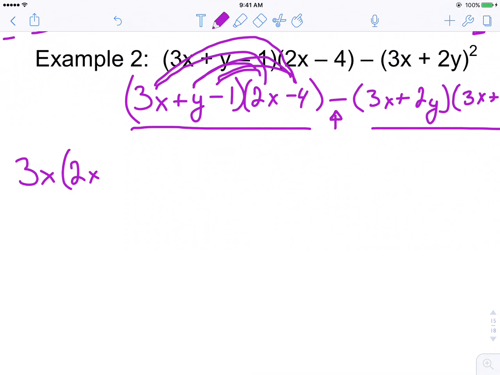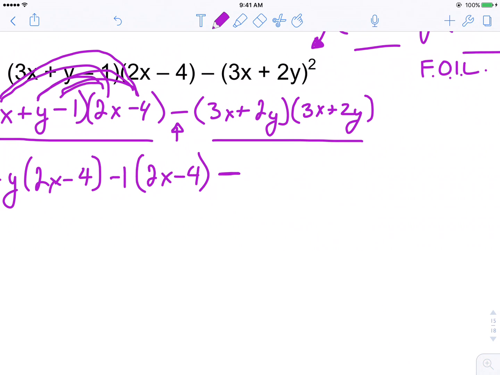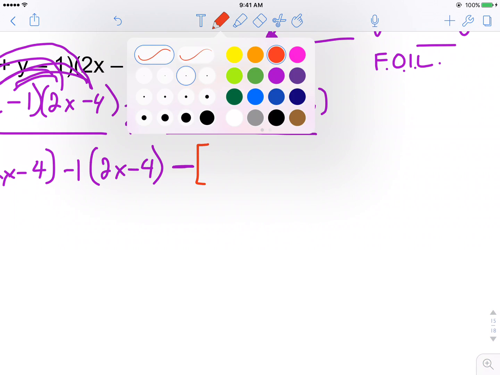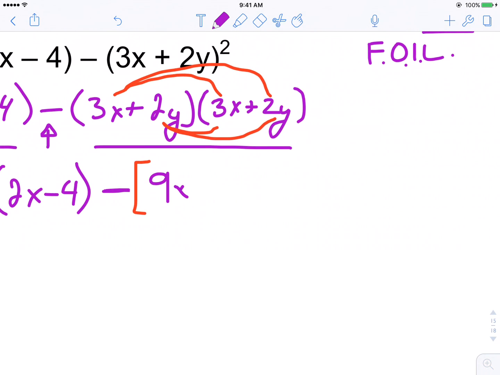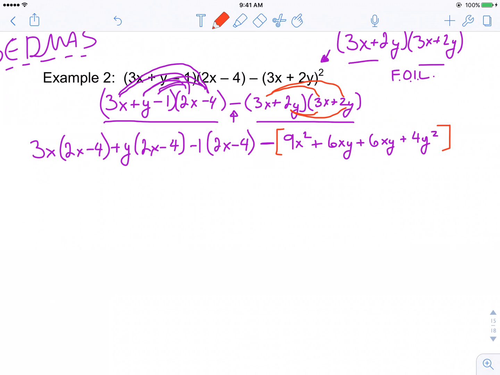3x times 2x minus 4, plus y times 2x minus 4, minus 1 times 2x minus 4. That's what that part would look like. Minus, and I'm going to put a big bracket here because it's subtracting all of this stuff. And this, remember, is simple FOIL: first, outside, inside, last. So I could expand that right now because I can. 3x times 3x is 9x squared, plus 3x times 2y is 6xy, plus 2y times 3x is 6xy, and 2y times 2y is 4y squared, and my big end bracket. So that's where we're at so far.